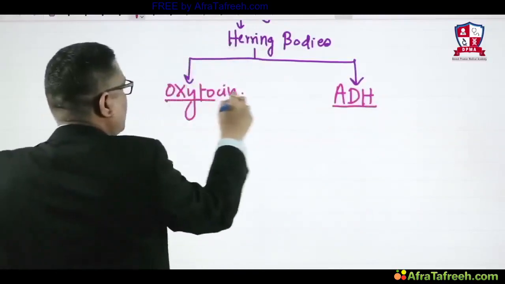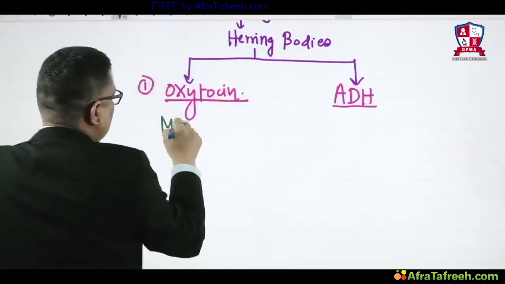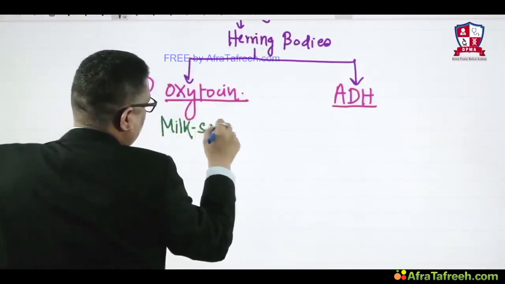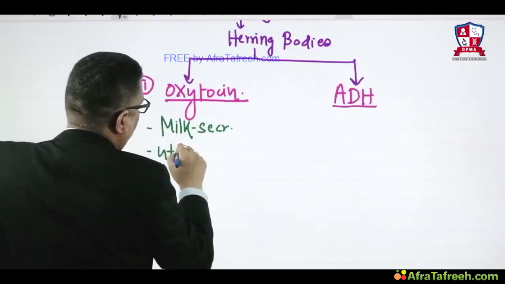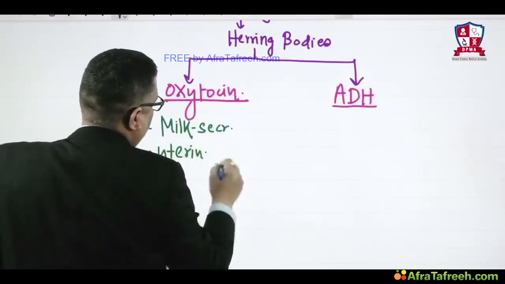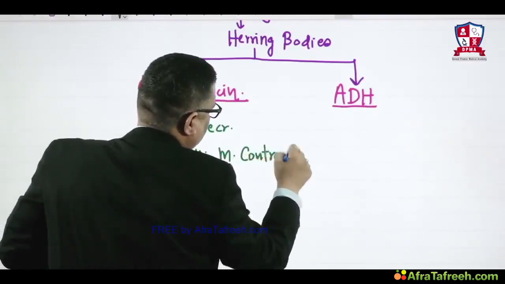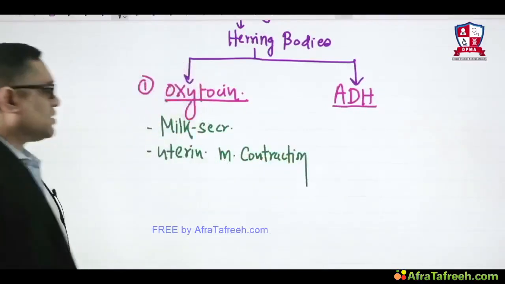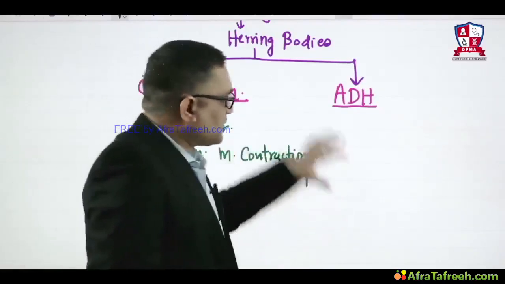So oxytocin, we all know that oxytocin is for milk secretion and for uterine muscle contraction, right? So uterine muscle contraction, oxytocin, and ADH.